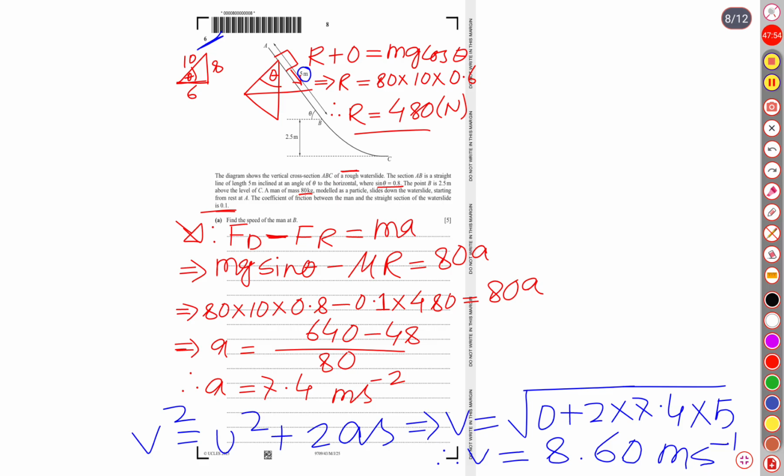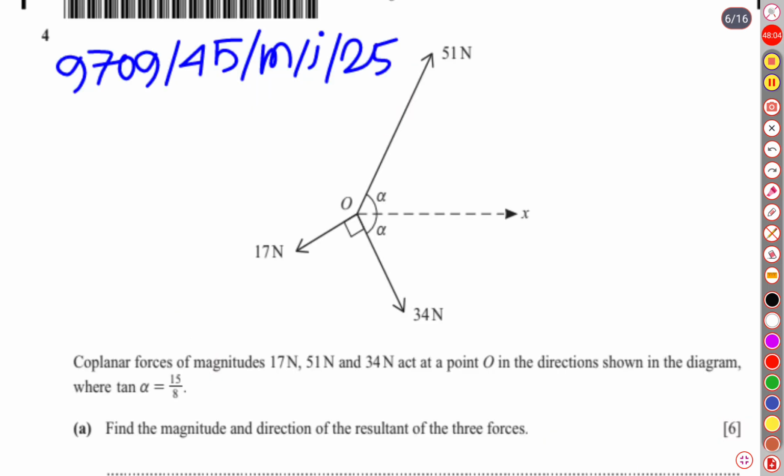Then let's move on to question number 4 from paper 45. Let us solve the final question of this session. The next question has been selected from paper 9709/45 for the session May June 25, and we are going to solve question number 4 under this concept. Coplanar forces of magnitude 17 Newton, 51 Newton, and 34 Newton act at a point O in the directions shown in the diagram, where tan alpha is 15 over 8. Find the magnitude and direction of the resultant of the three forces.